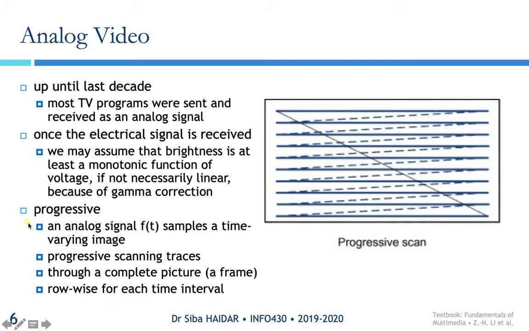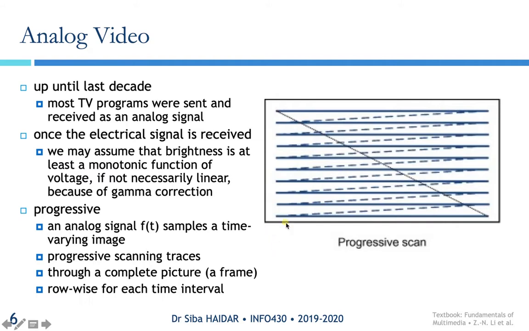Okay, what is an analog video? A progressive signal is a signal that is a function of time, because this is video, this is not a still image, that samples a time varying image. So the image will vary across the time. So this signal will sample this time varying image. How? It progressively scans, traces, through a complete picture, a frame, row-wise for each time interval.